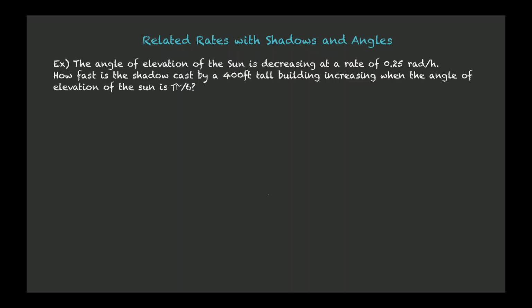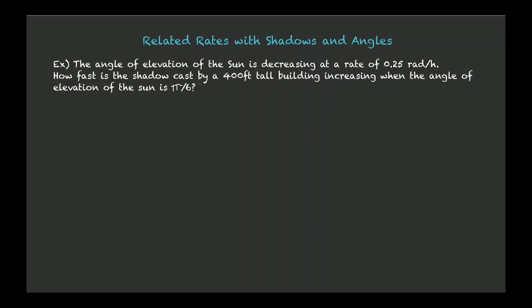Okay, in this video we're going to take a look at another related rate problem, this time with shadows and angles. So let's get right into it. The angle of elevation of the sun is decreasing at a rate of 0.25 radians per hour. How fast is the shadow cast by a 400-foot tall building increasing when the angle of elevation of the sun is pi over 6?